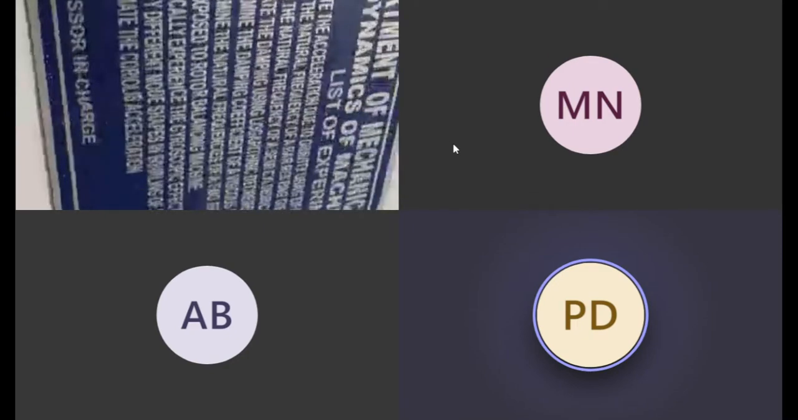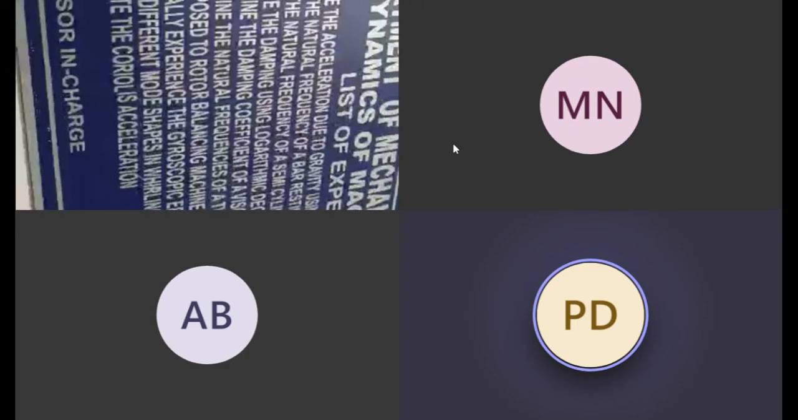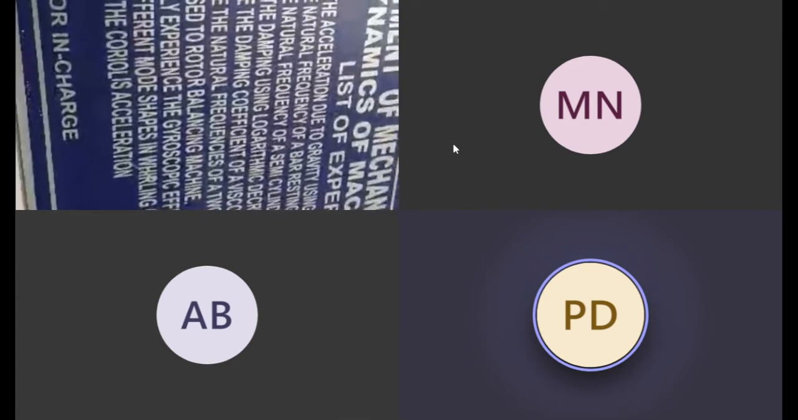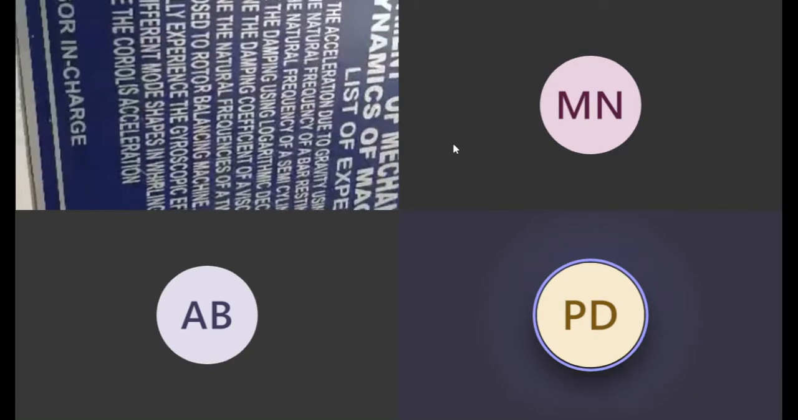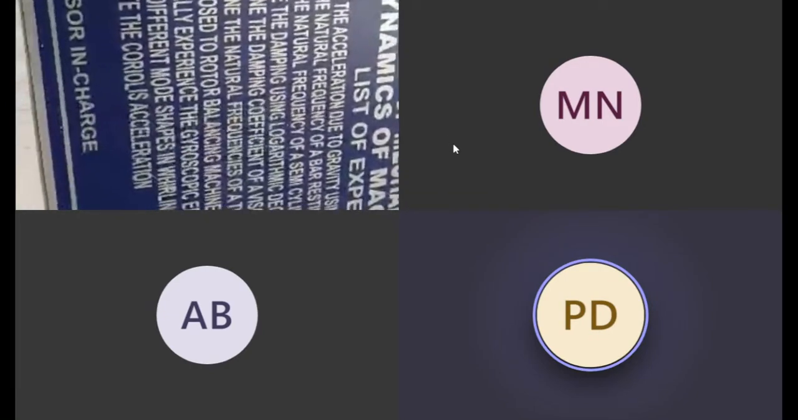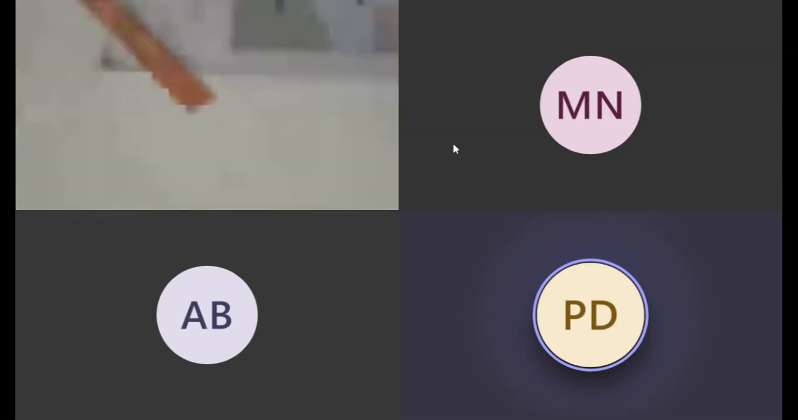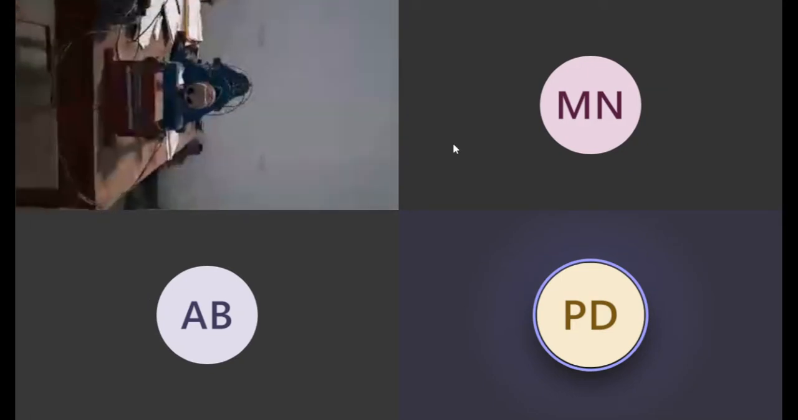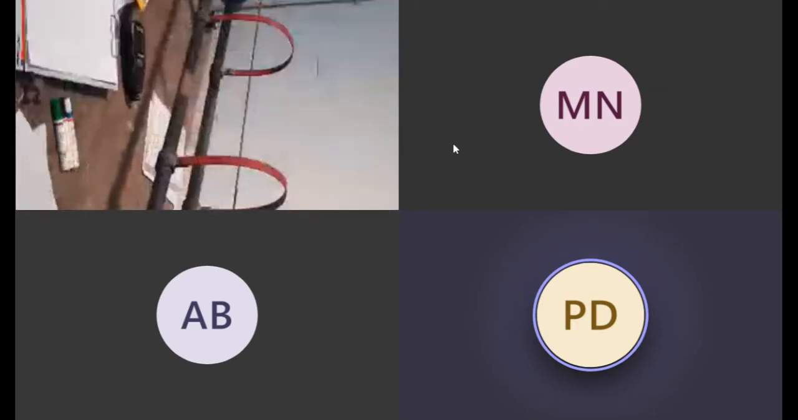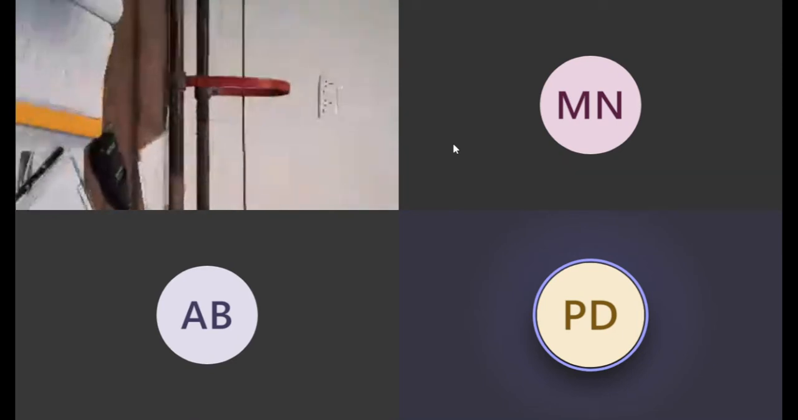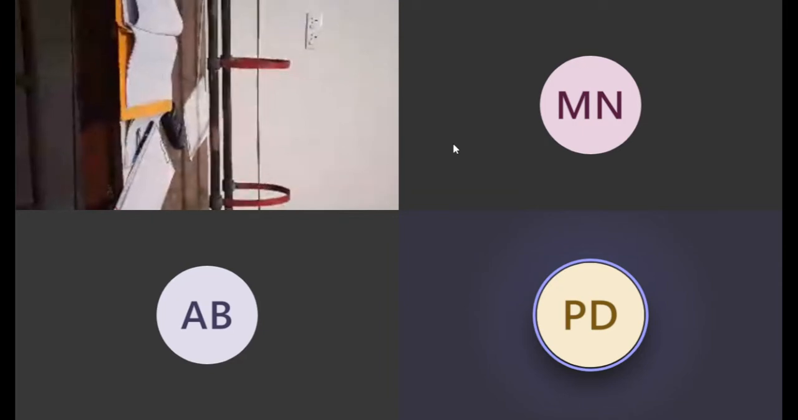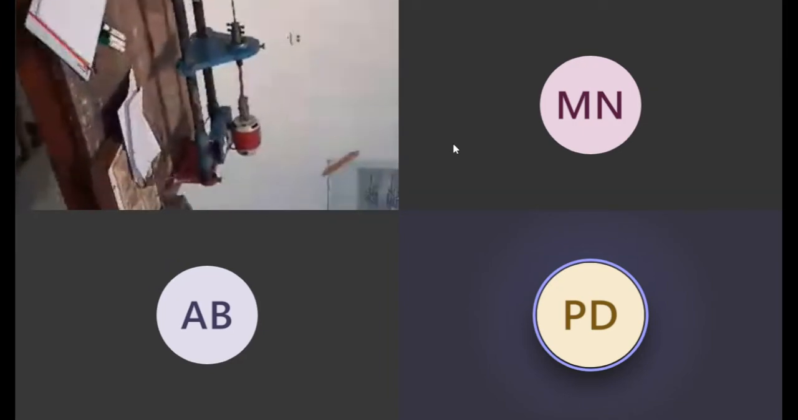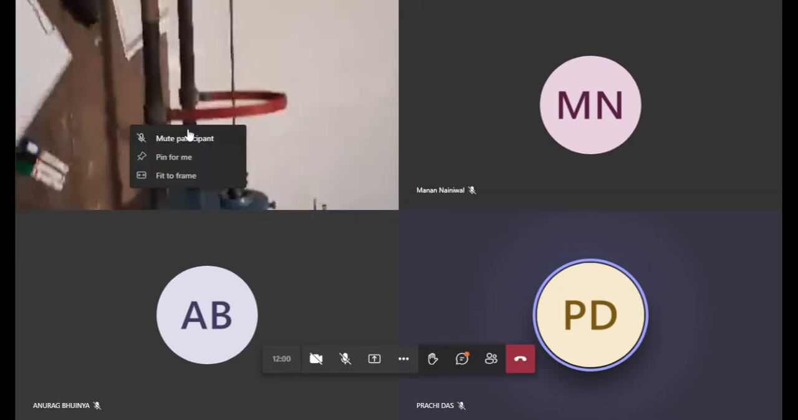Okay. So today we will do experiment number 9 to verify different mode shapes in whirling of shaft. So this is the setup that we have for the experiment of whirling of shaft. You can see that one shaft is attached to two ends, and there is a motor which will rotate the shaft, and we will try to find the critical speed in this shaft.